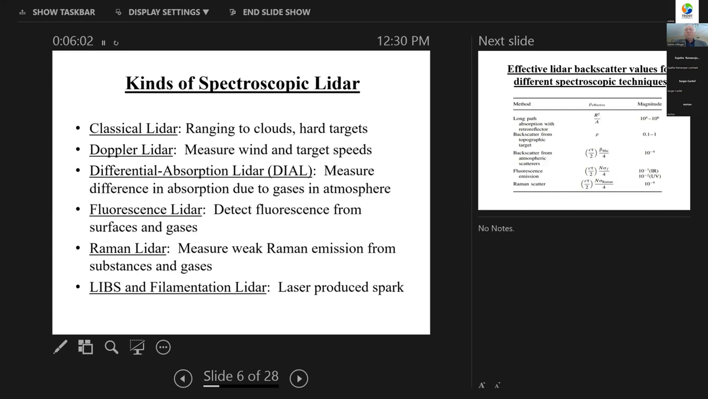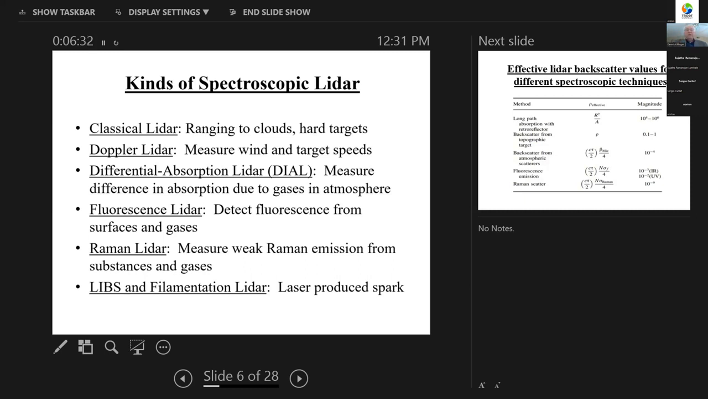One's absorbed by a species in the atmosphere and one is not. And from that, you can measure what the concentration of the species is. You can also do fluorescence LiDAR. You can detect the weak fluorescence from surfaces and gases. And this works very, very well when you have an isolated substance that gives off a fluorescent spectrum that is separate from other species that may be interfering with it.